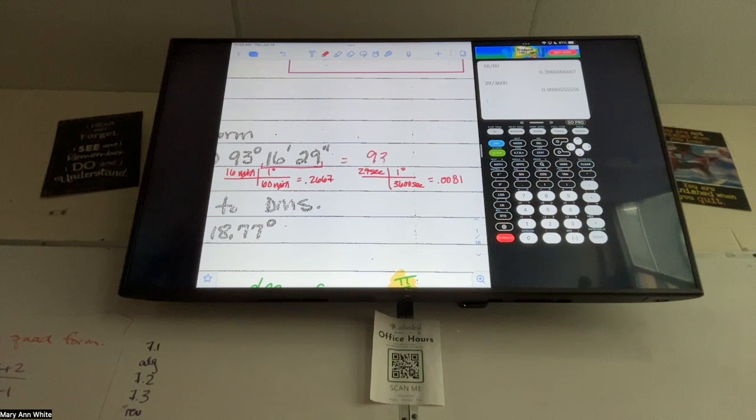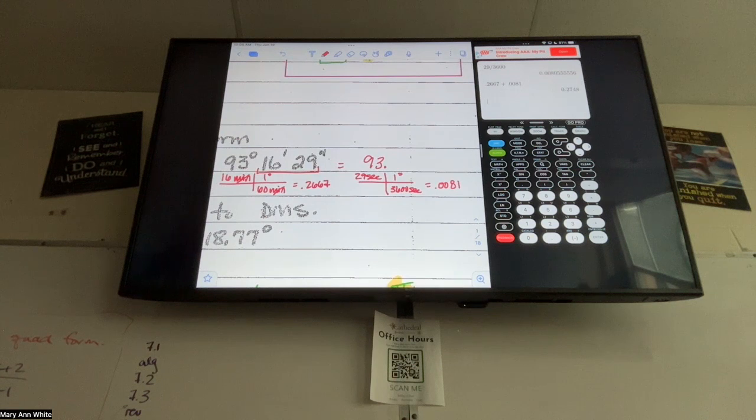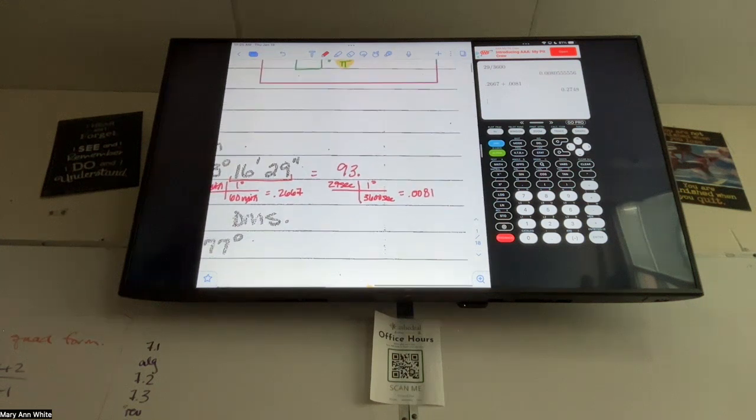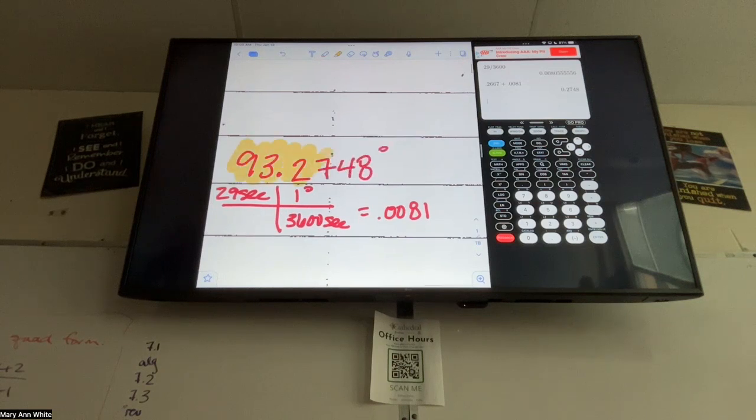Remember, your actual degree, that 93, stays the same, and we just add together the 2 little decimals we got. The decimal I got when I did 16 divided by 60 was 0.2667. And when I did 29 seconds divided by 3,600 seconds, I got 0.0081. And so together I get 93.2748 degrees. How are we feeling so far?